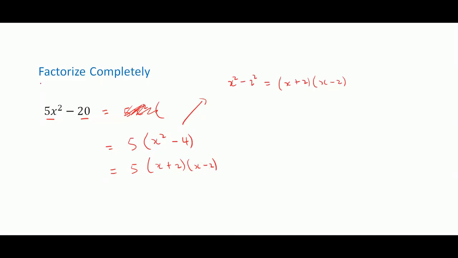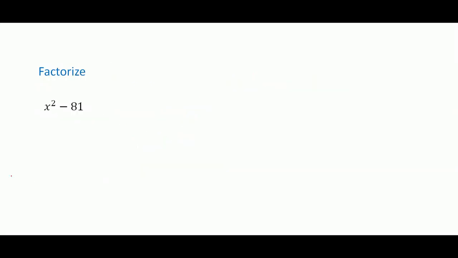Alright, so whenever they say factorize completely, chances are they want us to do something else with it. Let's look at this example here. We have x squared minus 81. This can be written as x squared minus 9 squared, and that is a difference of two squares, so we can write this as x plus 9 into x minus 9.